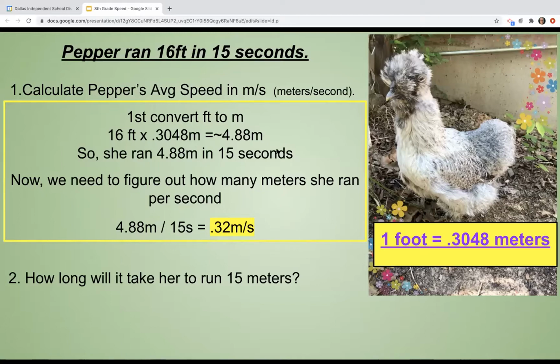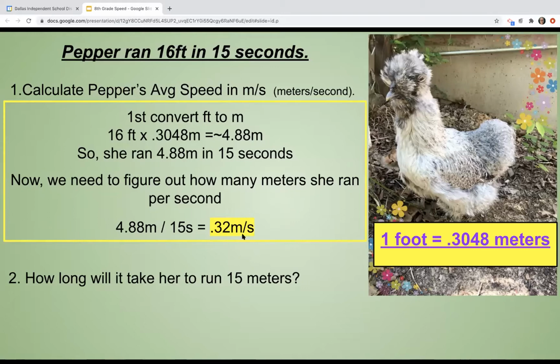Next, we need to figure out how many meters she ran per second. So all you have to do is divide. We're going to take that 4.88 meters and divide it by her time, which was 15 seconds. And that gives us 0.32 meters per second. So that is her average speed.